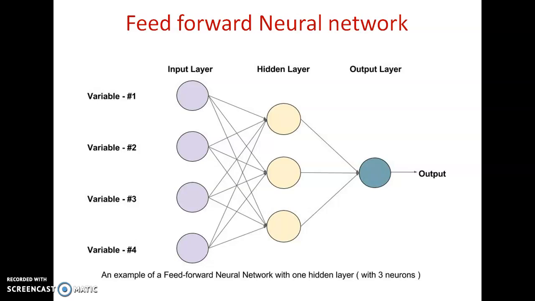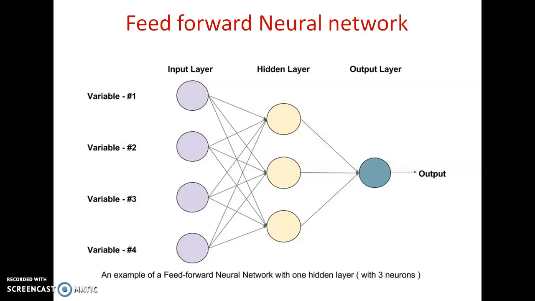In this diagram, we can define variable 1, variable 2, variable 3, variable 4. All those variables are transferred to the input layer. Then the input layer is passed into the hidden layer. This hidden layer calculates using weights and activation functions in the form of networks, and finally produces the required output. An example of a feed-forward neural network is one hidden layer with 3 neurons.